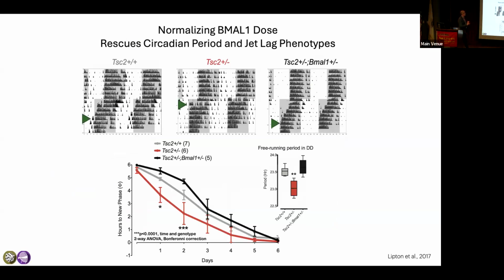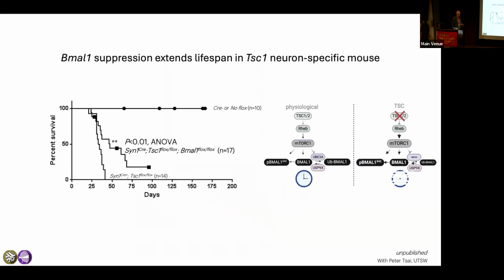So these are global heterozygous mouse. And what you can see here is that these mice, in response to a jet lag, they phase shift very quickly. And because we showed that the BMAL levels were high in these mice, we had this crazy idea to knock it down a bit. So we made a double heterozygote where we have the amount, and we actually were able to rescue both a free running period, so the endogenous circadian rhythmicity, and this jet lag phenotype, suggesting that the clock is actually indeed a downstream pathway.